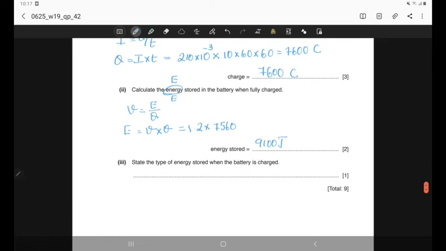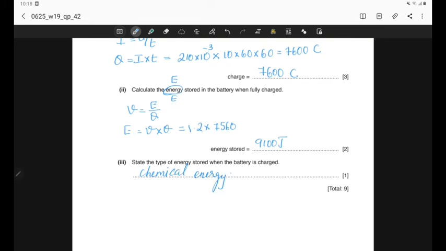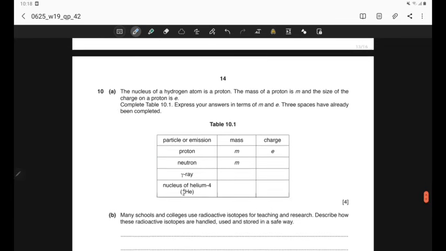Part 3. State the type of energy stored when the battery is charged. Chemical energy. Always in a battery, the energy is stored in the form of chemical energy. Going to the last question.